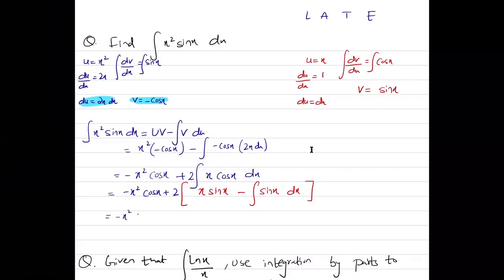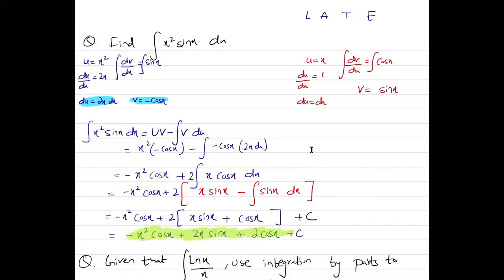So I get minus x squared cos x plus 2 times x sin x. Integration of sin x is minus cos x, so this is going to be plus cos x over here because of the negative sign outside. And as a final step, I can add c. So my overall answer is going to be minus x squared cos x plus 2x sin x plus 2 cos x plus c. You get my point? Yes, sir. That's the final answer.